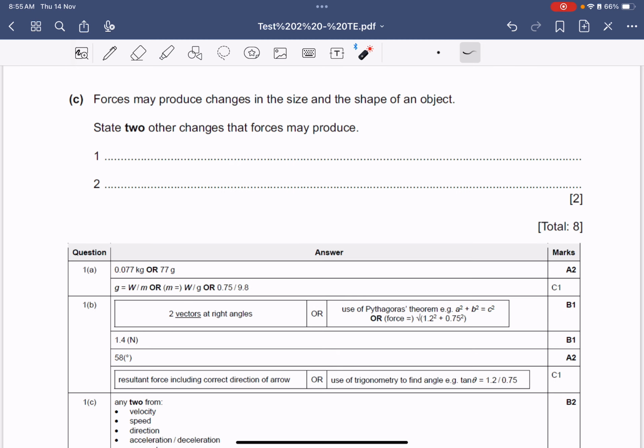Some of you write F = ma here. Then I think you need to improve on your skills of reading a question. They're asking you for changes that the force can or may produce, instead of asking you for the equation for a force.